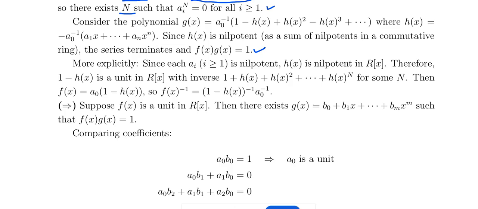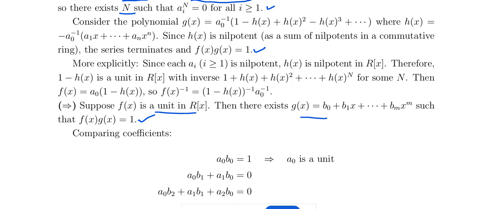Suppose f(x) is a unit in R[x]. Then there exists g(x) equal to b_0 plus b_1 x and so on up to b_m x to the power m, such that f(x) g(x) equals 1, that is given. This is the contradiction part. So f(x) g(x) equals 1, so f(x) is a unit in R[x].